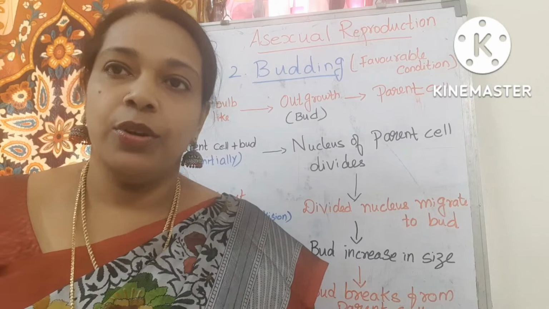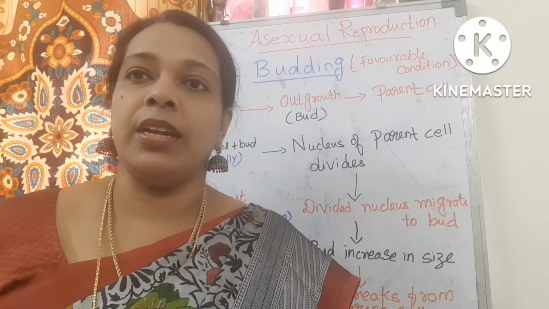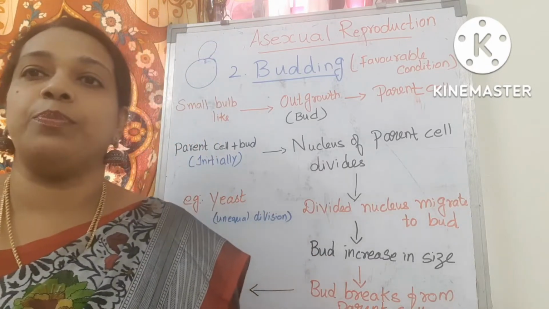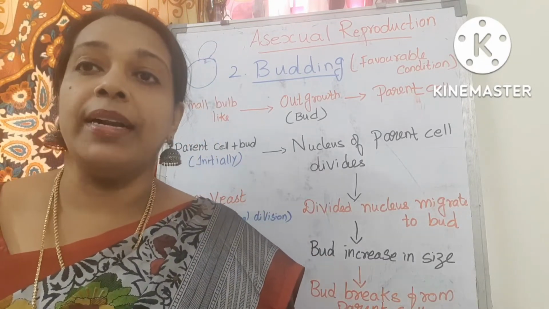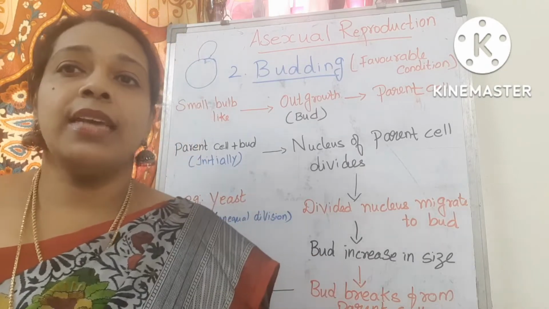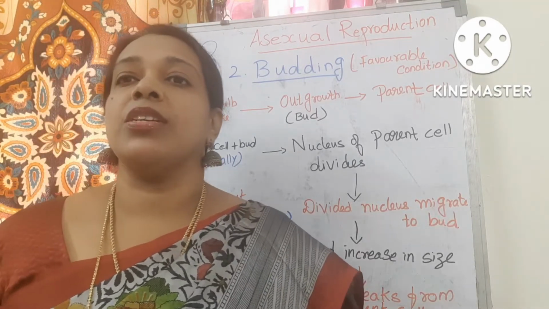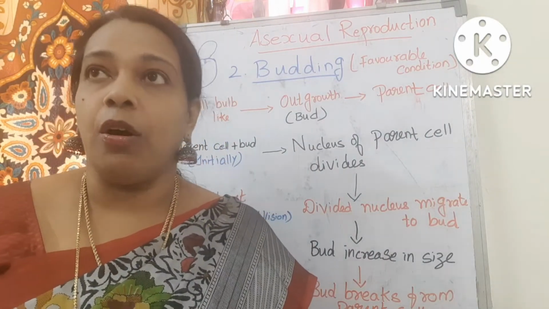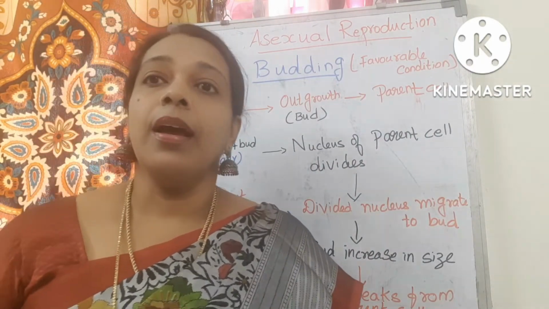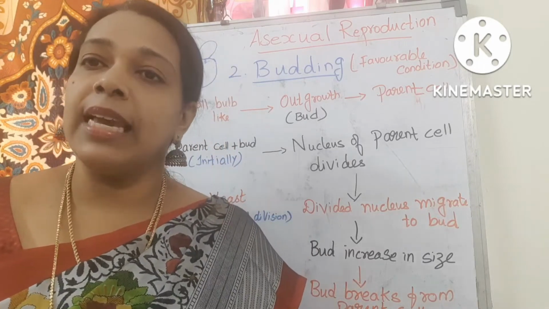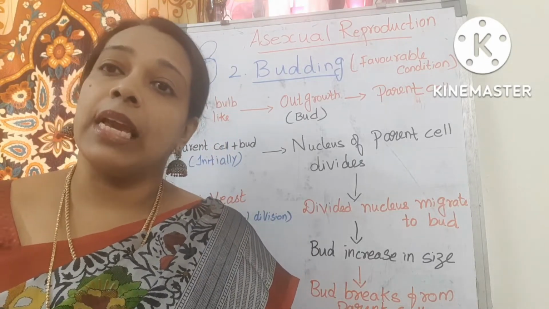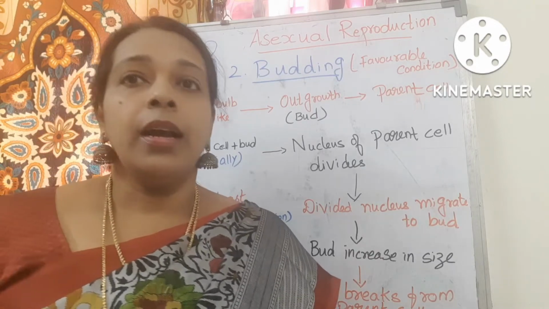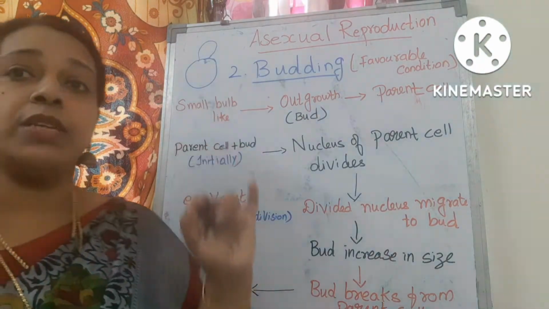In the last video, we saw asexual reproduction and the first type of asexual reproduction. Today we are going to see the second type of reproduction called budding. What is asexual reproduction? Asexual reproduction is the reproduction in which no sex organs are involved. We call them asexual reproduction. In asexual reproduction, a single parent is involved, whereas in sexual reproduction, where sex organs are involved, two parents are involved.